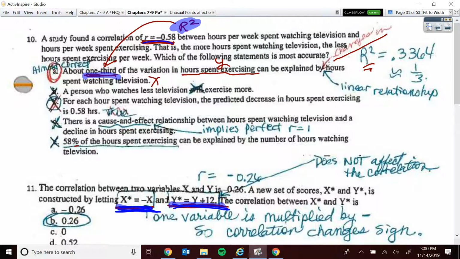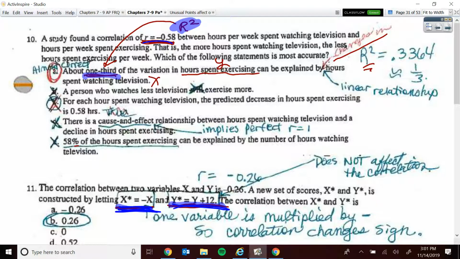All right, and 10 is a toughie. Let me give you a little word of warning. I'm starting to see a pattern as I go through even AP free response questions. Sometimes the question gives a definition, and some phrases should trigger words in your mind. For example, statement A says about 1/3 of the variation in the Y can be explained by the X. What do we know that to be, definition-wise? The coefficient of determination, that's the R squared. So that language should have triggered in your mind the definition of coefficient of determination.